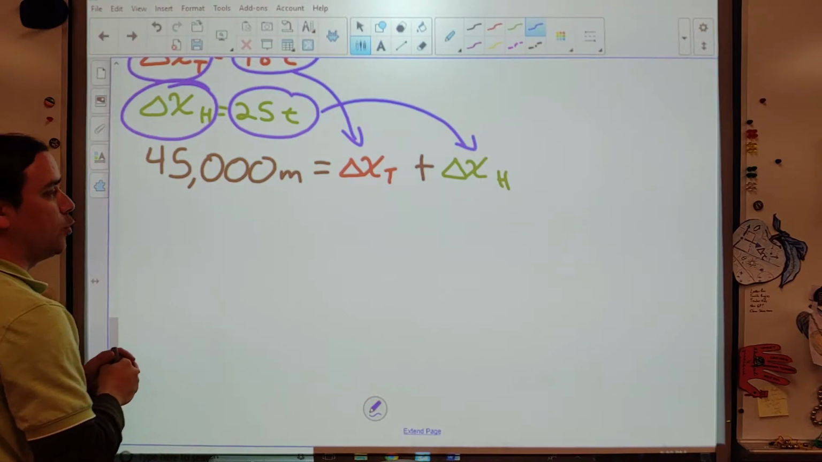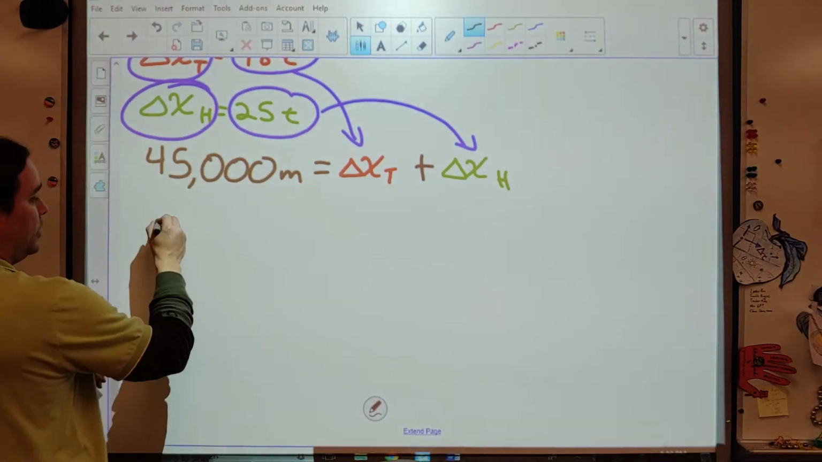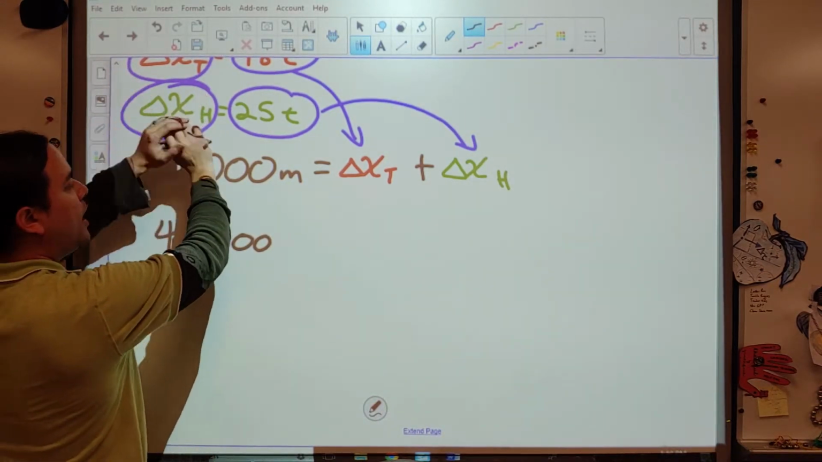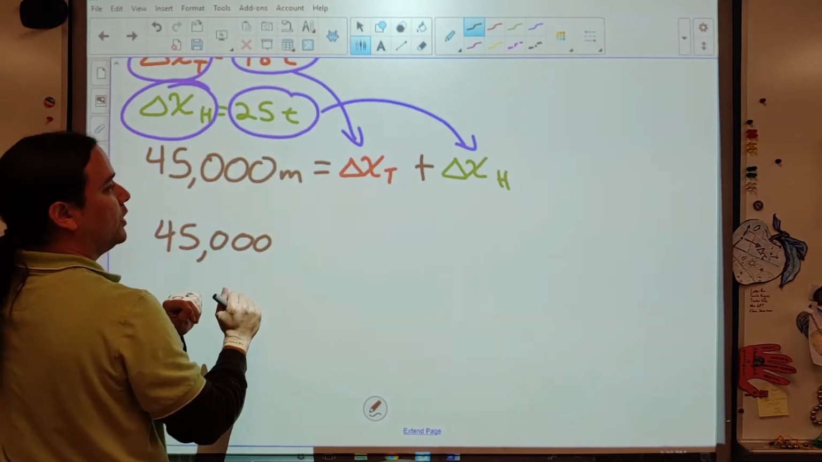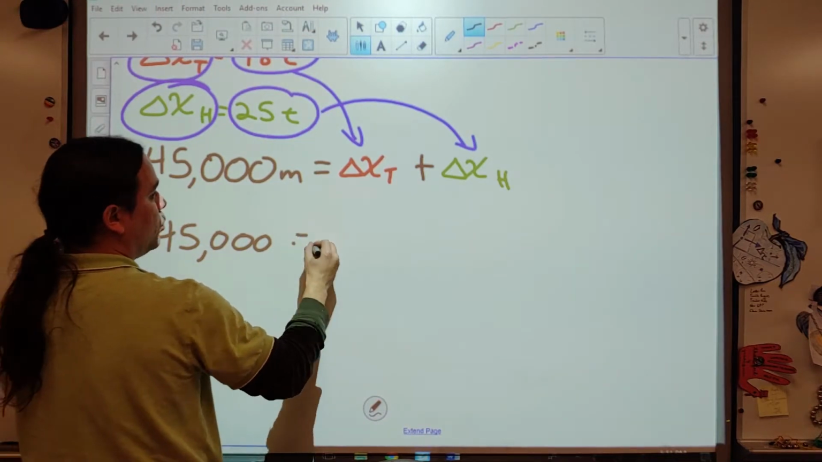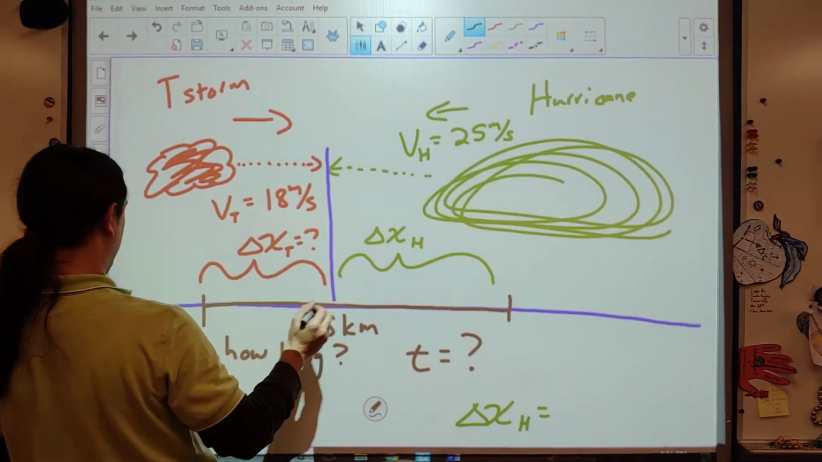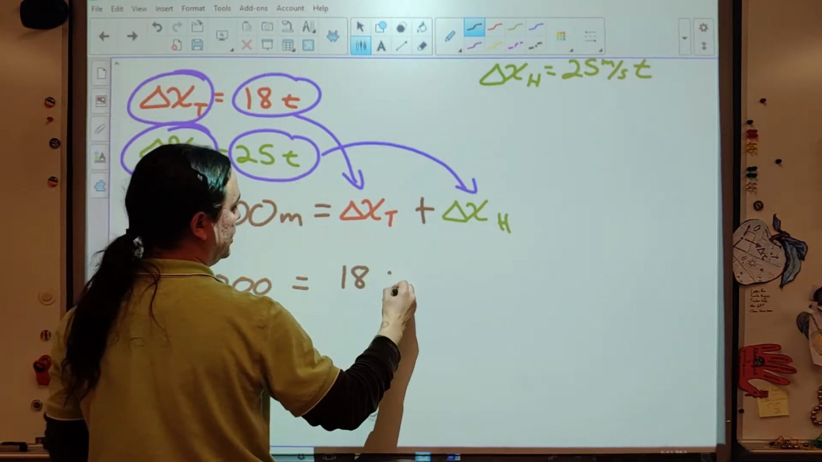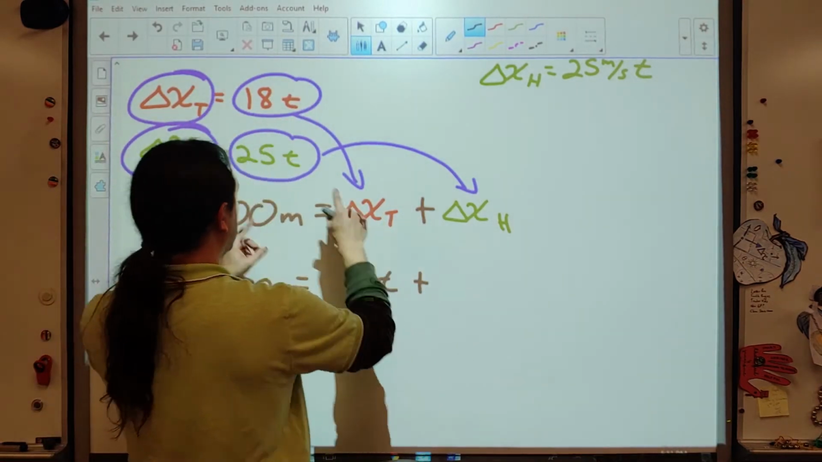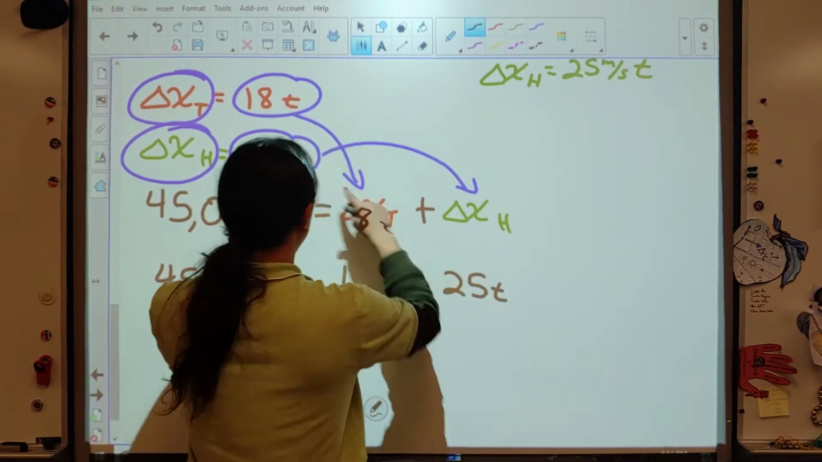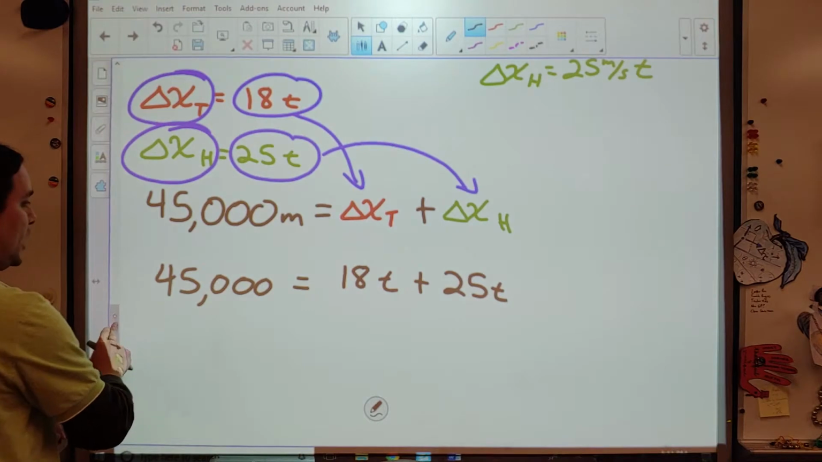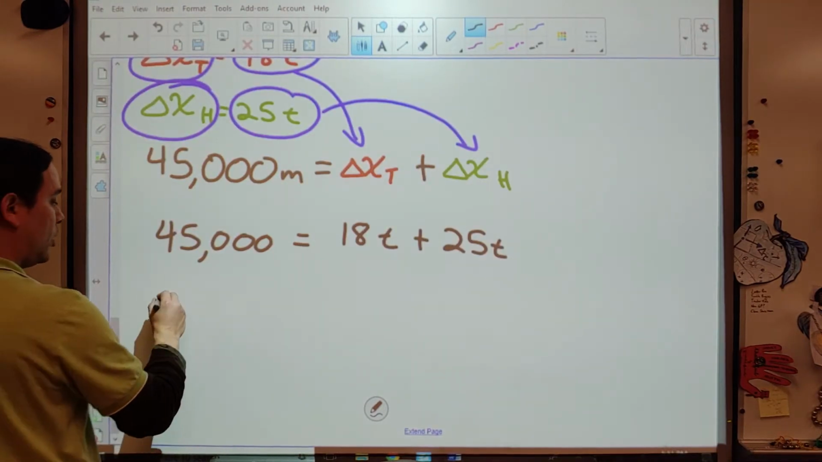Here's how you work with systems of equations in physics, at least what I found to be the best way. Get one of them in terms of another. So this one is one unknown. I've gotten it equal to some stuff with one of the other unknowns, and then replace it into one of your other equations. We got 45,000 meters equals delta xt, which we said is 18t, 18 meters per second, times our time. That's this one here, 18t going in there, plus 25t. That goes in there. This is equal to that, and this is equal to that, so we're not changing anything, we're just writing it a little differently. They're equal to each other.